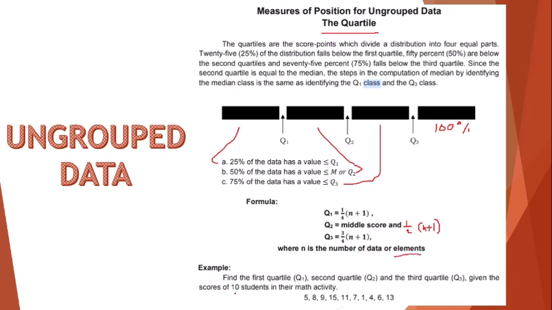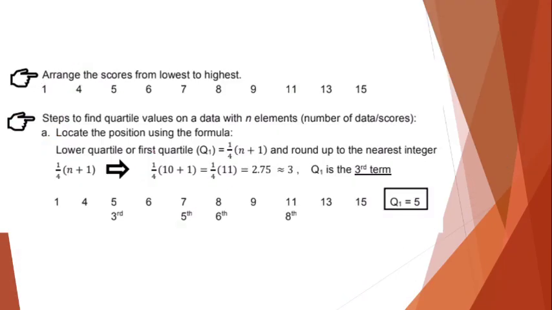Okay, so find the first quartile, second quartile, and third quartile. Given the scores of 10 students in their math activity: 5, 8, 15, 11, 7, 1, 4, 6, 13. So first step, arrange natin the scores from lowest to highest. Wala pa naman tayong na-encounter na repeated element.